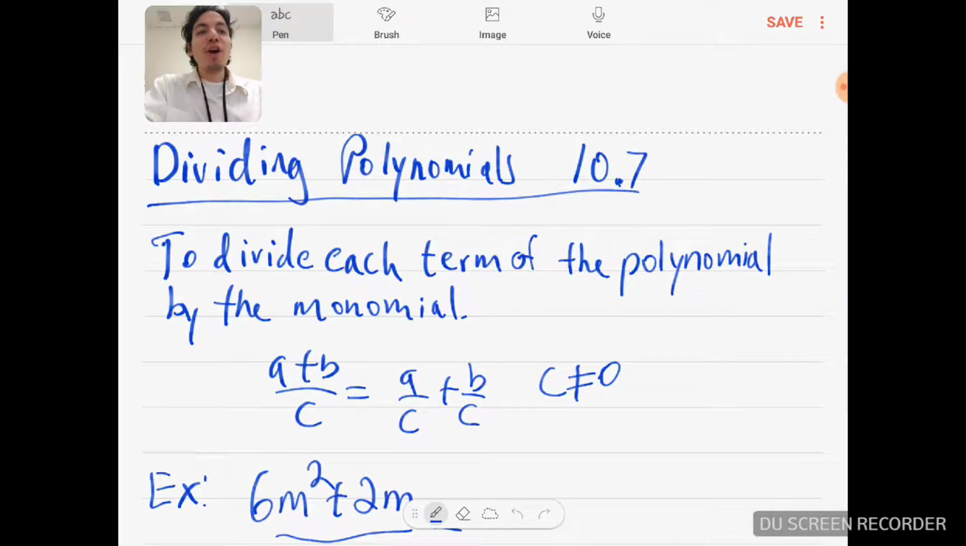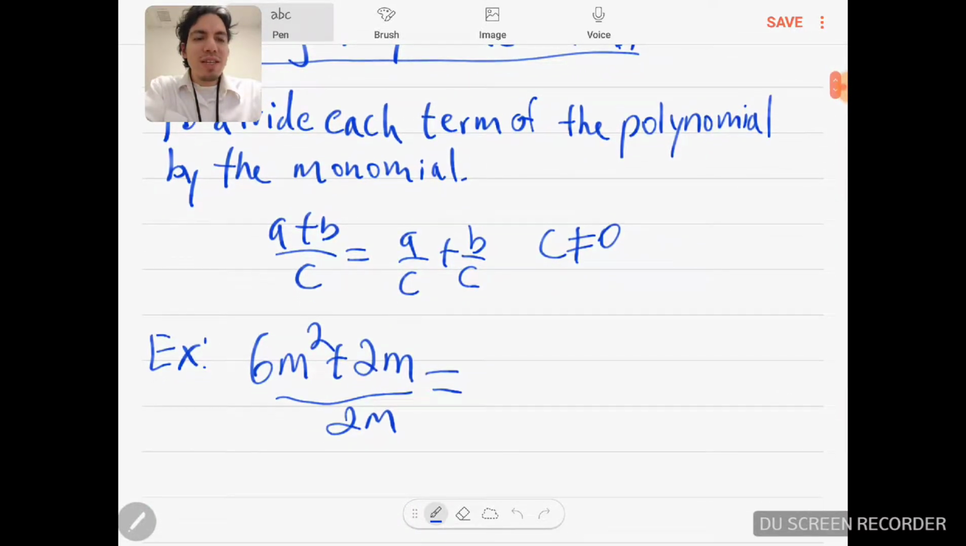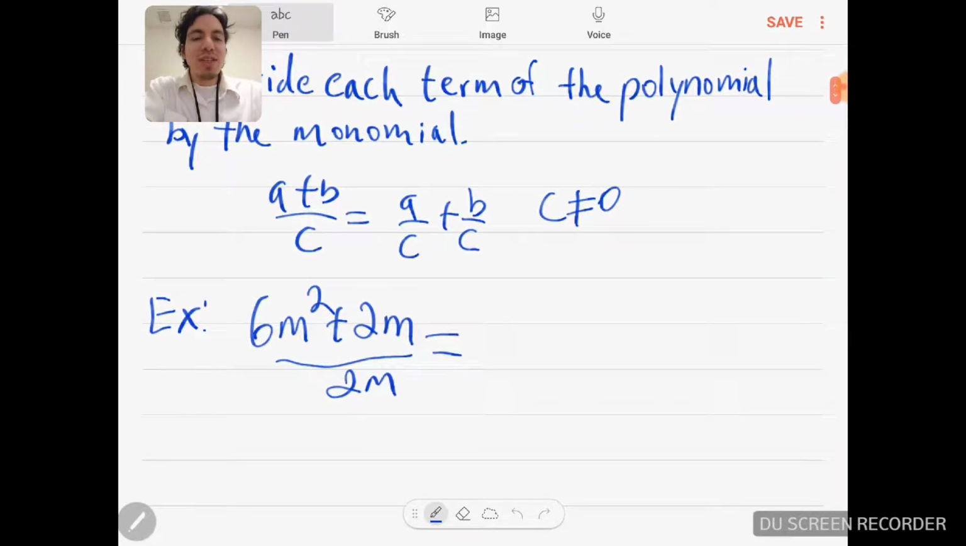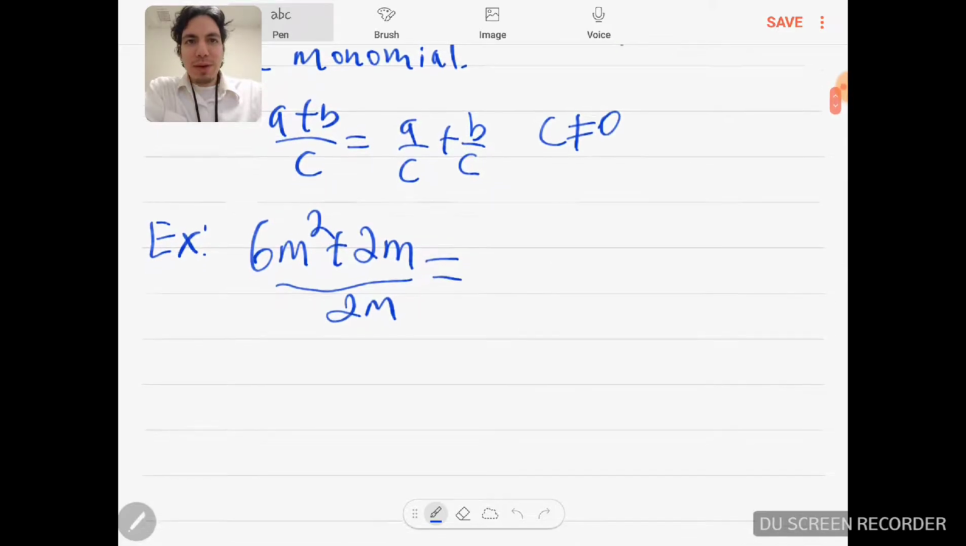To divide each term of the polynomial by the binomial. So meaning you have to divide a monomial into the polynomial that's on the numerator. Now let's see what do we get. Here we have (a + b)/c equals a/c plus b/c when c is not equal to 0. Okay.